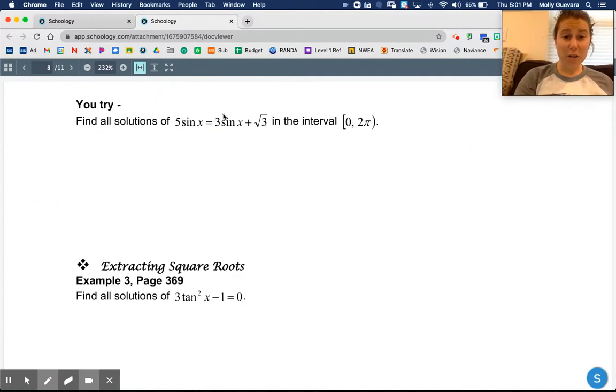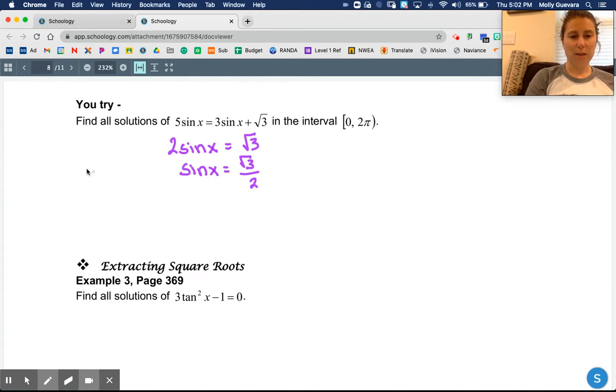Okay, hopefully we started by combining these sines. So if I subtract the 3 sine of x, I'm left with 2 sine of x equals root 3. Divide both sides by 2, and I get sine of x is equal to root 3 over 2. So again, if I draw it, sine is positive, so it's going to be quadrant 1 and quadrant 2.